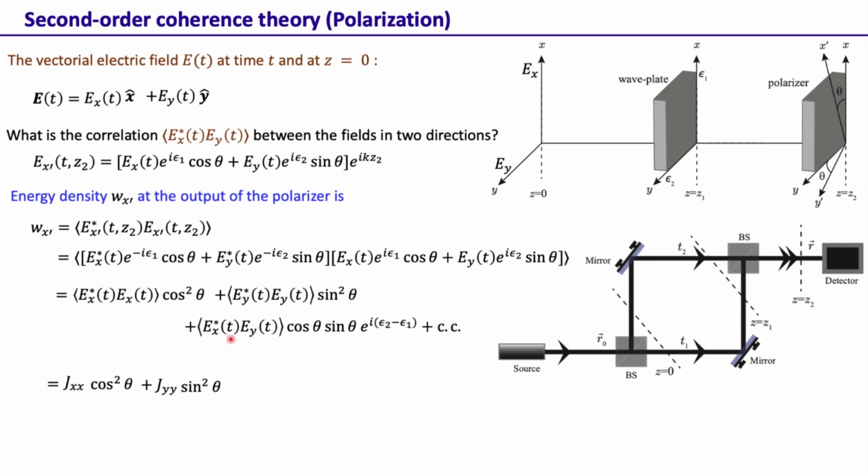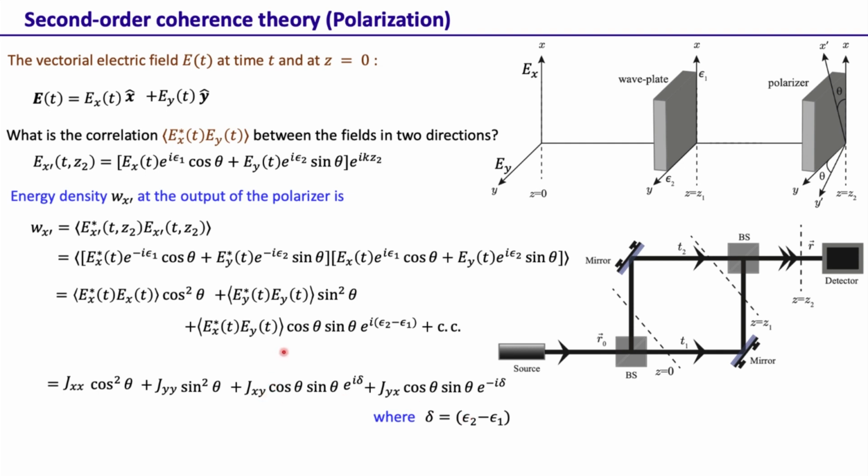And then E star x Ey, that we are writing as Jxy, and then cosine theta sine theta, and then e to the I delta, and plus the other term, the complex conjugate term, is just Jyx cosine theta sine theta e to the minus I delta, where delta is epsilon 2 minus epsilon 1. So the energy density that we get at the output end of the polarizer is basically this.